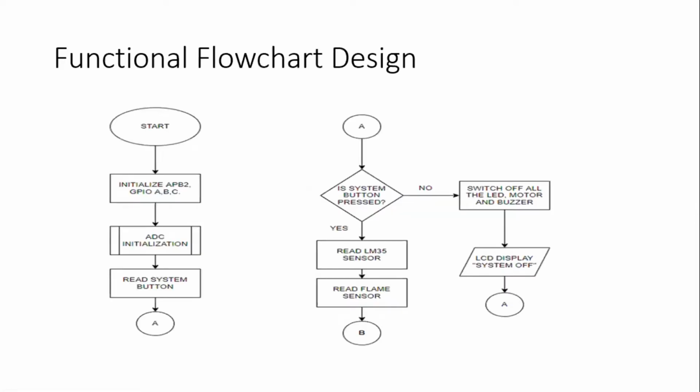So the first is the functional flowchart design. The process will start and then initialize APB2 and GPIO A, B and C, then ADC initialization, and then the system button. Then it checks if the system button is pressed. For no, switch off all the LED, motor and buzzer, and the LCD displays system off.